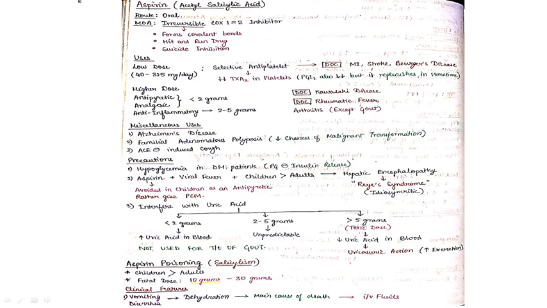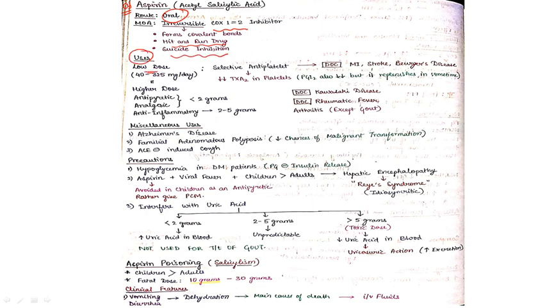Now coming to the first drug, that is aspirin. Aspirin is a non-selective irreversible COX inhibitor. It will inhibit COX-1 and COX-2 both, and the route of administration is oral. It is an example of a hit and run drug, and it also causes suicide inhibition. Now, what are the uses?